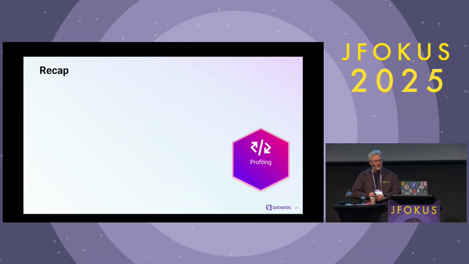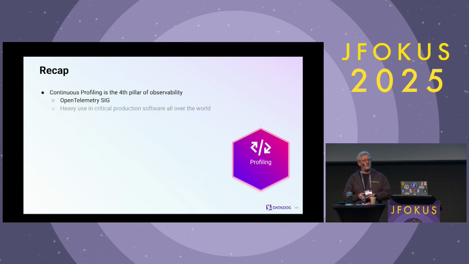So, some final thoughts and recap. Continuous profiling is becoming the fourth pillar of observability. There are open standards being worked upon by OpenTelemetry, OpenTracing. It's already seeing very heavy use in critical production software all over the world. It differs from traditional profiling. There is a very strict demand for performance of the profilers, because it needs to be low overhead for multiple reasons. One is, of course, it's going to cost too much if it has high overhead, but also you will have the observer effect. You will affect what you're measuring, and the more you do that, the more you're going to be measuring your own profiler, which is not what you want to do.